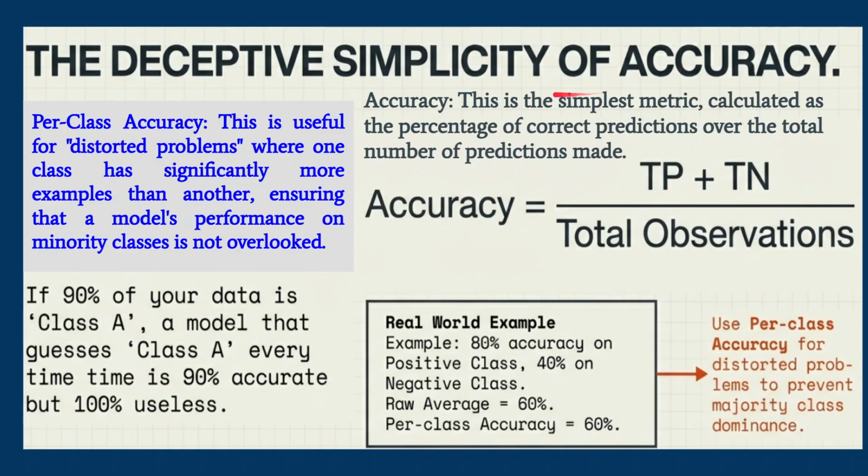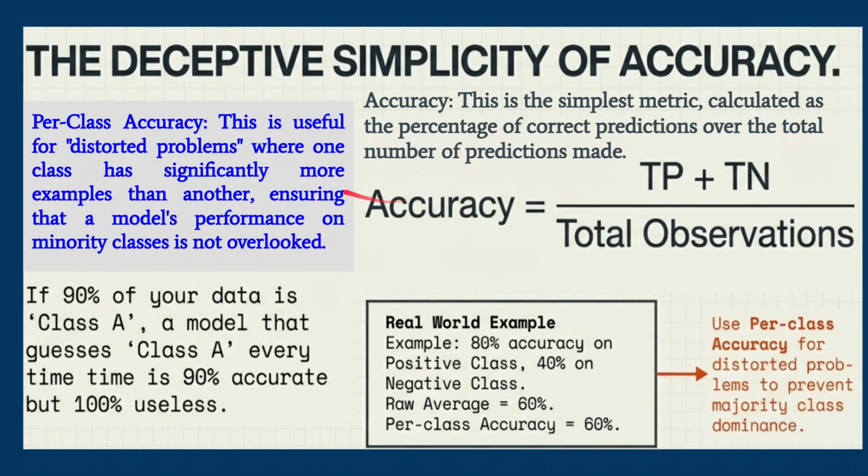Accuracy is the simplest metric, calculated as the percentage of correct predictions over the total number of predictions made. The formula given is TP plus TN, true positive and true negative, divided by total observations. So that is the accuracy. Accuracy is very simple, but it is deceptive, which means it is not perfect.